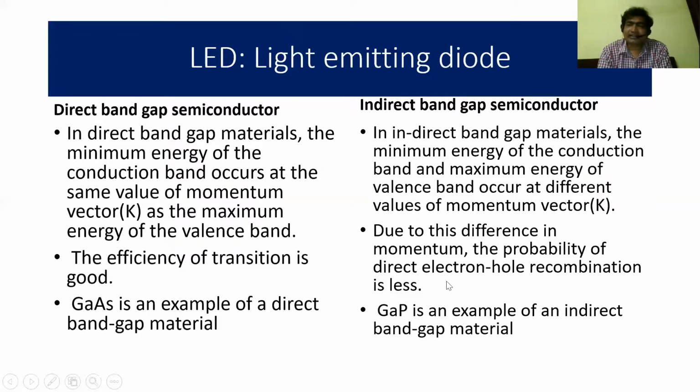Due to the difference in momentum, the probability of direct electron hole recombination is less. So the recombination process is complicated in an indirect band gap semiconductor, and there may not be light emission from this type of semiconductor. Gallium arsenide is an example of a direct band gap material. Gallium phosphide is an example of an indirect band gap material.